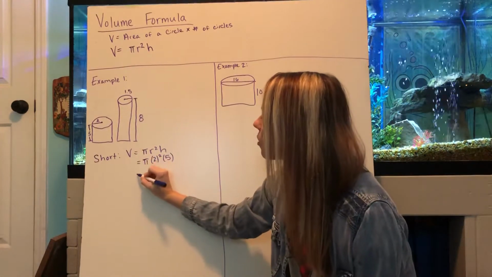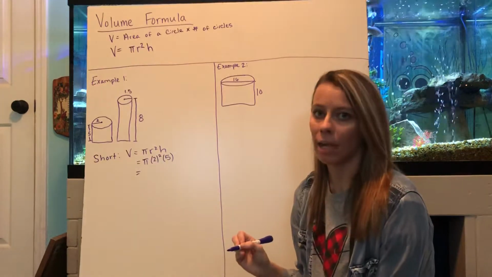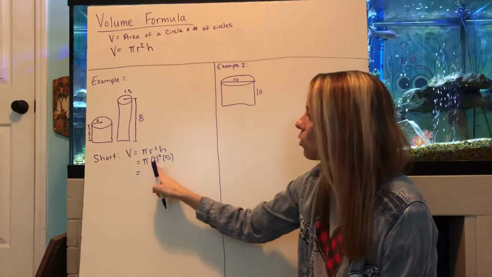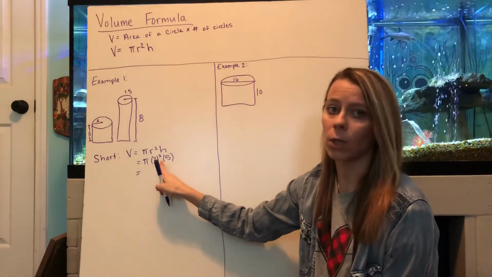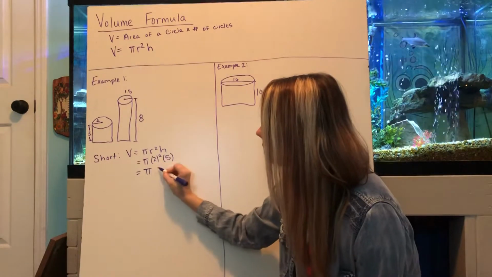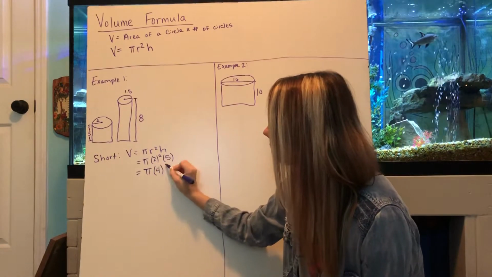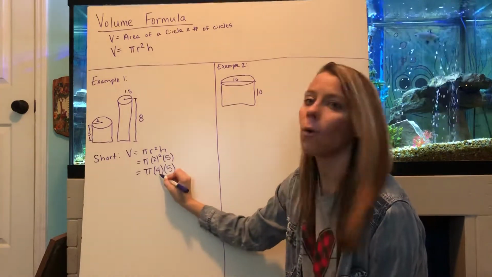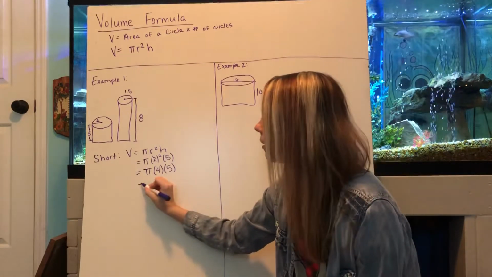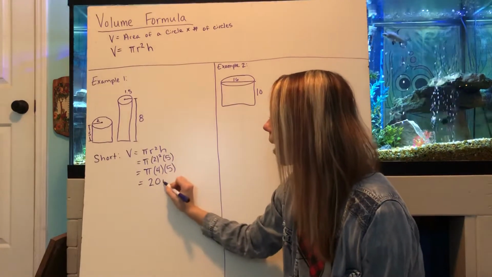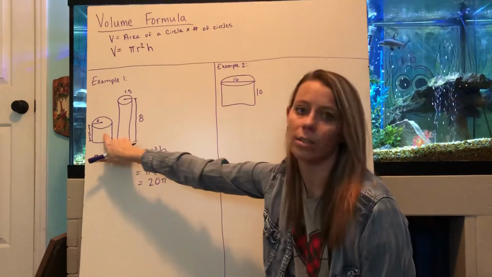We're going to leave this in terms of pi to practice for the ACT. So 2 squared is 4. Four times 5 is 20. So we have 20 pi is the volume of the short cylinder.